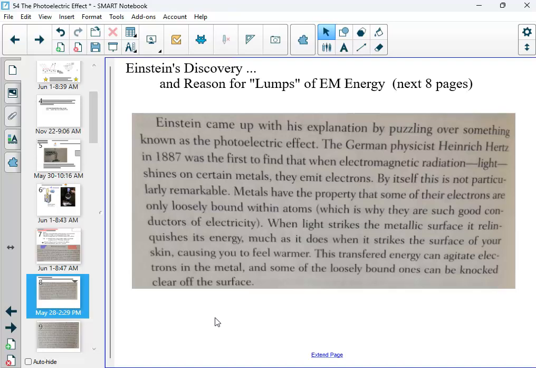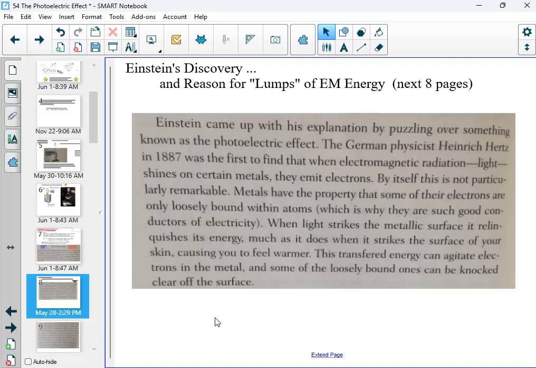The German physicist Heinrich Hertz, from the frequency units, right, Hertz, in 1887 was the first to find that when electromagnetic radiation, i.e. light is one of the examples, shines on certain metals, they emit electrons. By itself, this is not particularly remarkable.